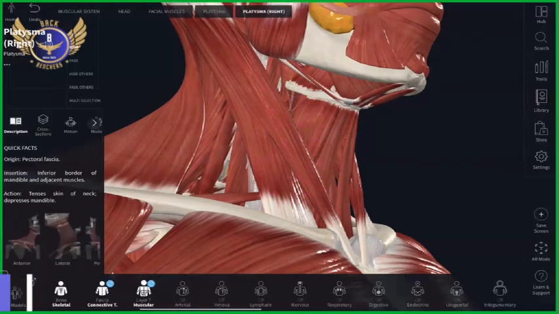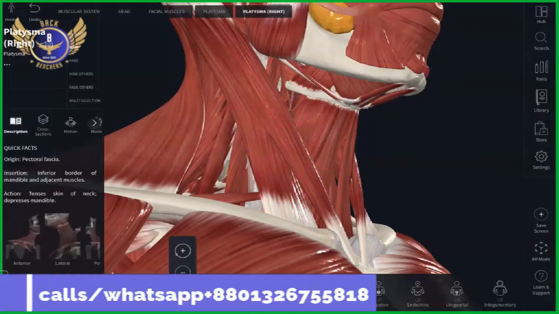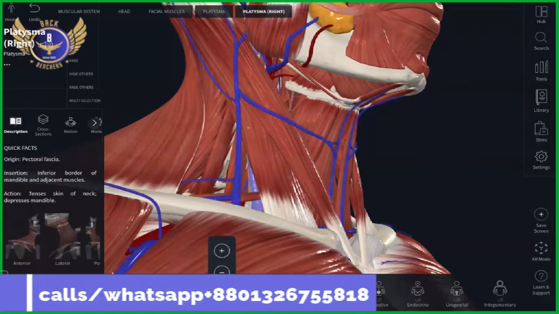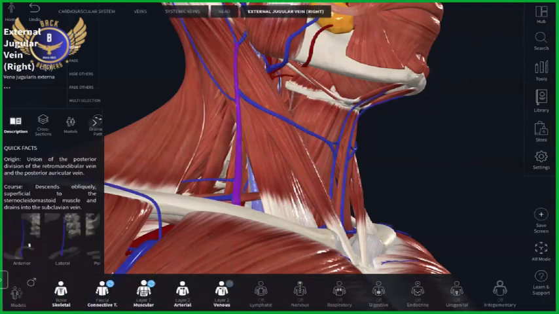Let me show you what is the structure. Let me add the arteries. Let me add the veins. I should remove the superficial ones.